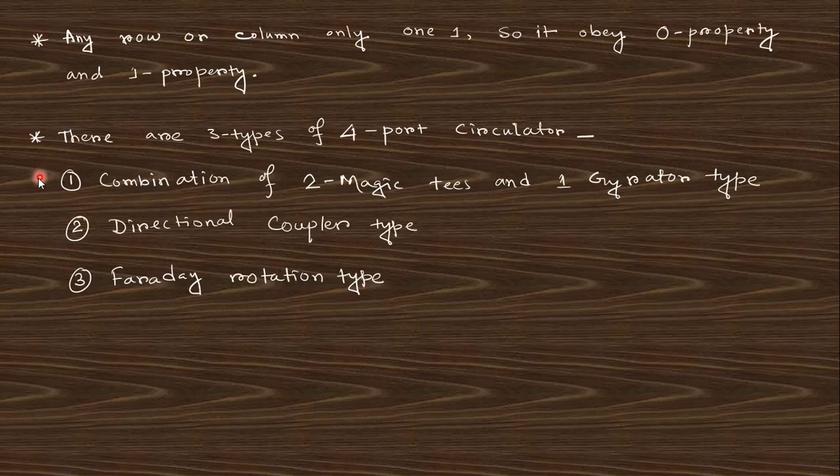So now we want to discuss these three examples of 4-port circulator. Number 1, combination of 2 magic tees and 1 gyrator type. Second one, directional coupler type. Third one, Faraday rotation type.